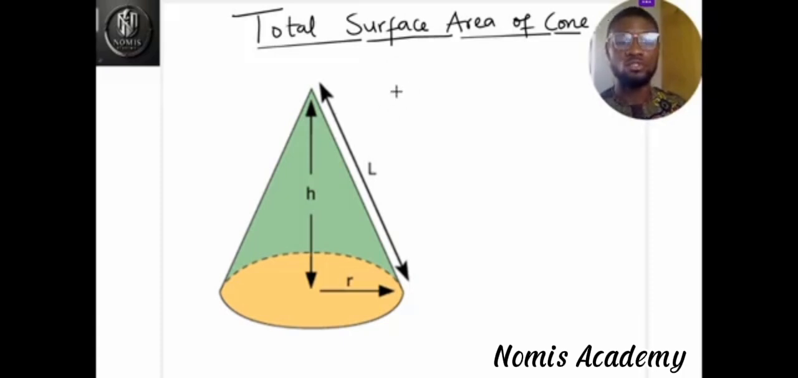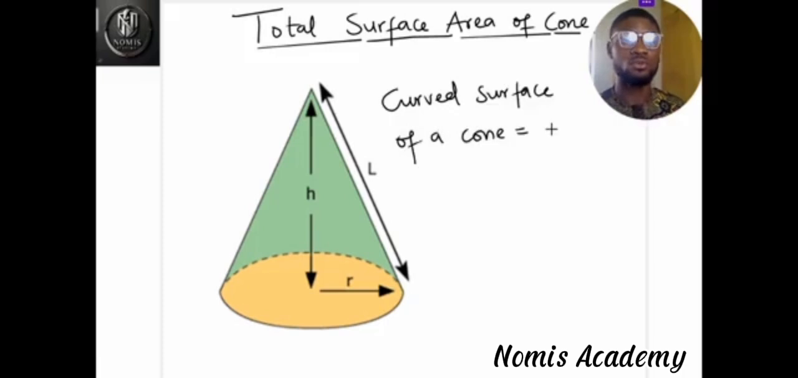So the curved surface of a cone is equal to pi r h, pi multiplied by r multiplied by the height of the curved part. So what about the base? The base is a circle, and since the area of a circle is pi r squared, the base is equal to pi r squared.